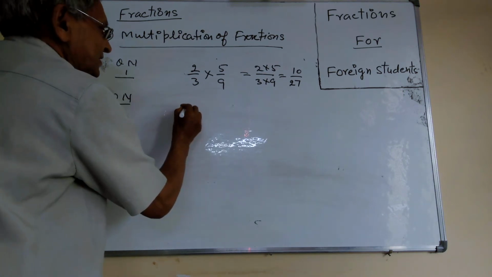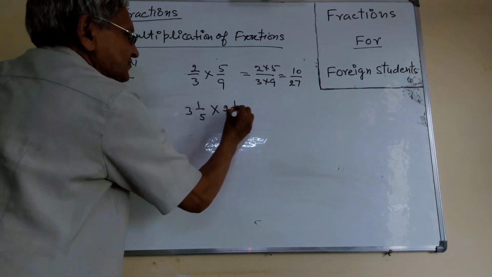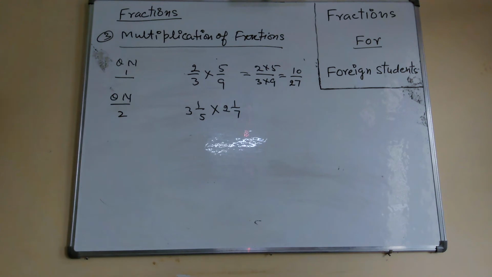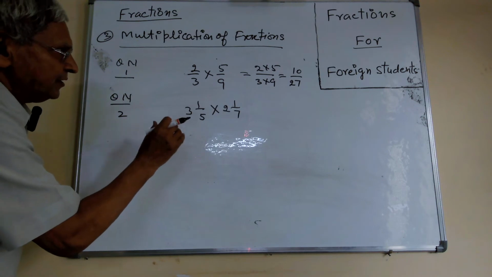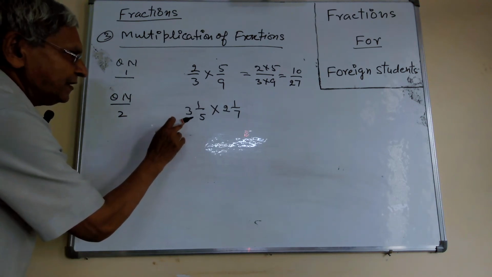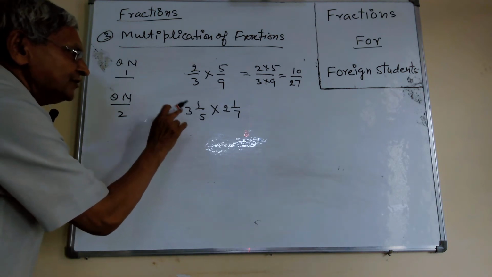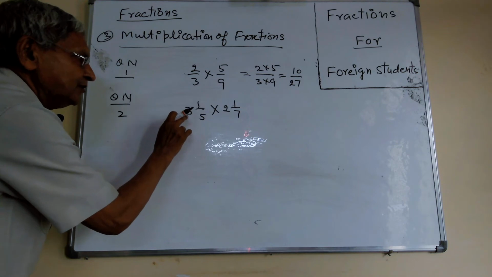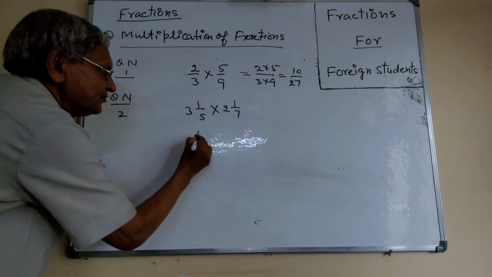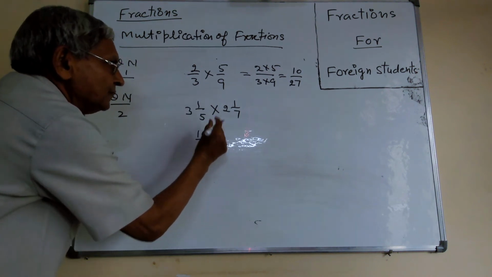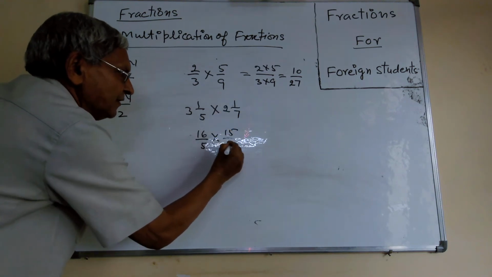Question number second. My dear students, 3 1 by 5 into 2 1 by 7. These are the two complex fractions. We have to make these fractions in proper form. How will we make it? As we did in addition and subtraction, 3 into 5, 15, add 1, 16 by 5, and 2 into 7, 14, add 1, 15 upon 7.